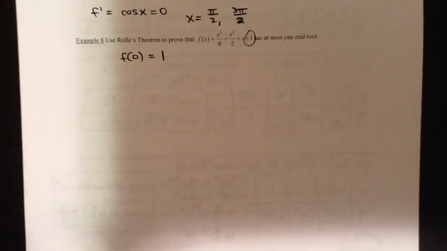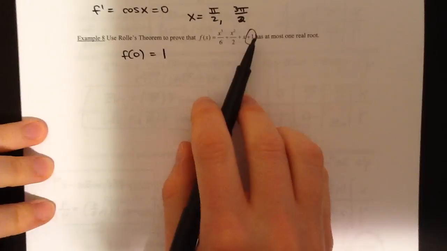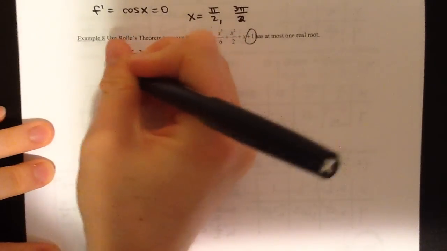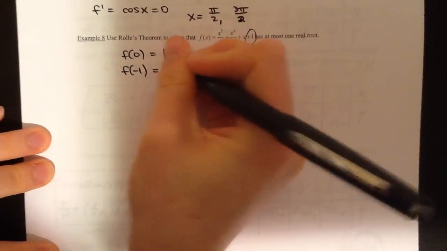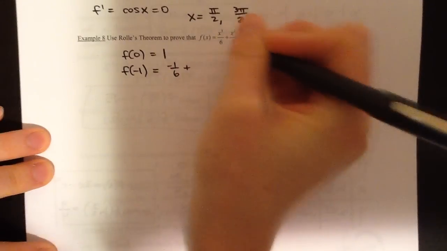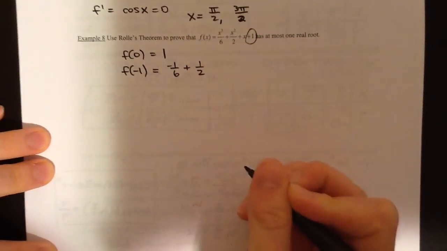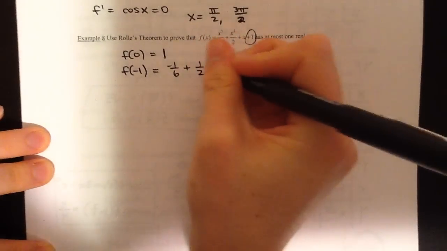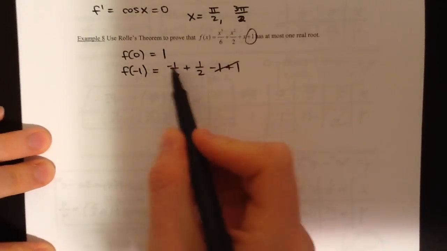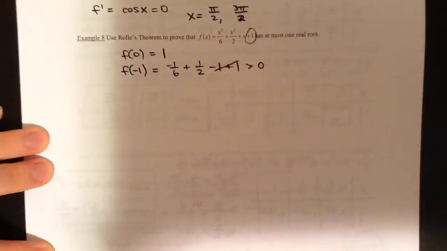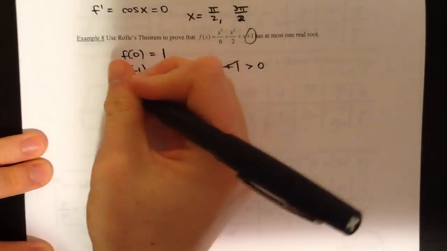So let's try negative 1, because 1 is definitely going to be positive, because these things are all positive. So let's try negative 1. So negative 1 over 6 plus positive 1 over 2, and then minus 1 and then plus 1. So these ones cancel out. This one's going to overtake this one, so this one's still positive. So that's not good enough. Let's try negative 2.